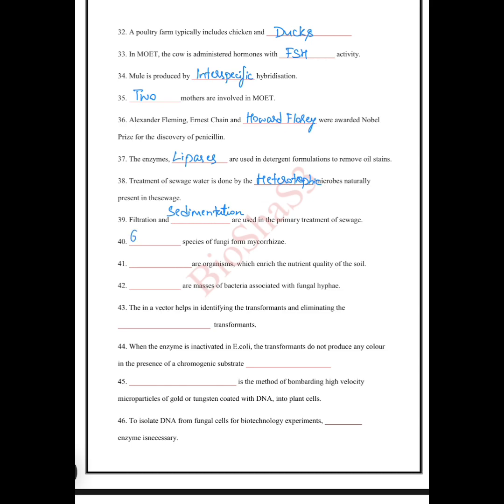Glomus species of fungi form mycorrhizae. Biofertilizers are organisms which enrich the nutrient quality of the soil. Some bacteria are associated with the fungal hyphae.